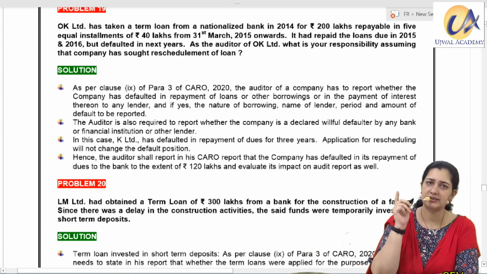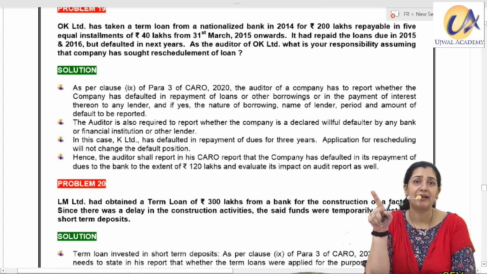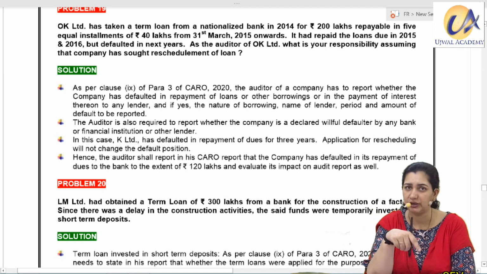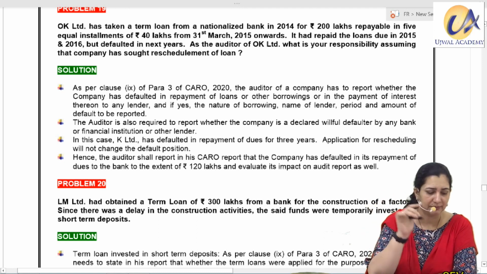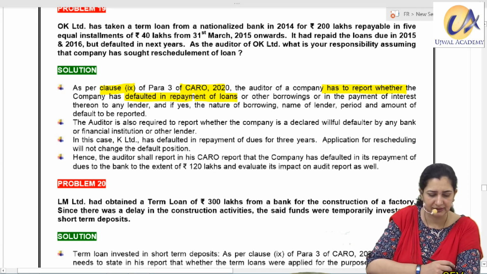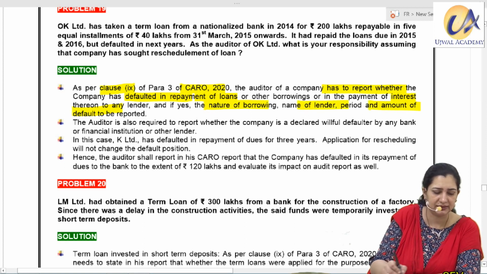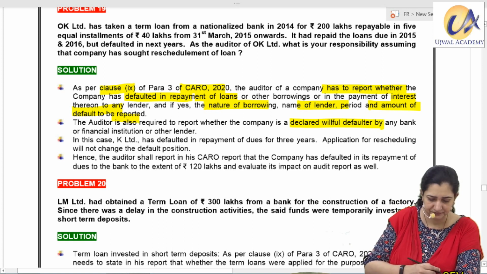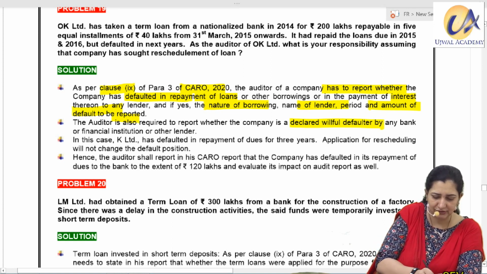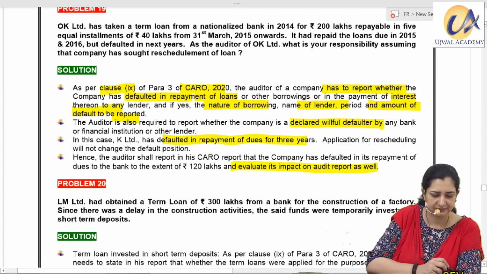So what is this? We have got this point, loans taken. So point number 9. Clause 9 of CARO asks the company whether they have taken loans, whether they have defaulted in the repayment of interest, principal, the nature of the borrowing, name of the lender, period, everything needs to be reported. Have they been declared willful defaulter? We have to see. So they have defaulted for 3 years. Simply the auditor has to report about it.